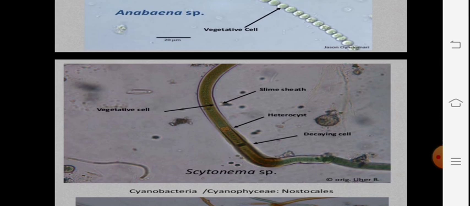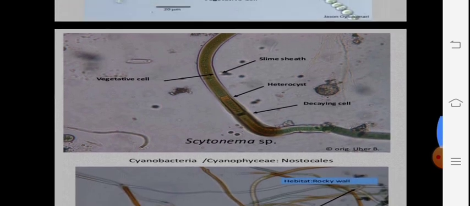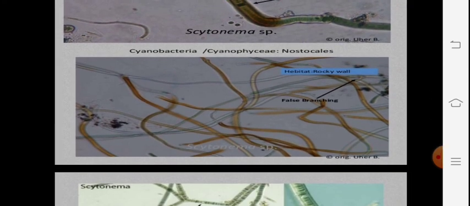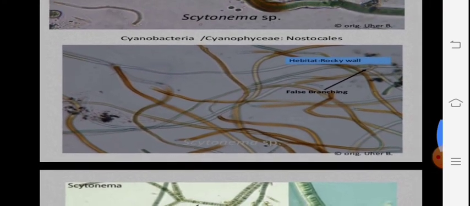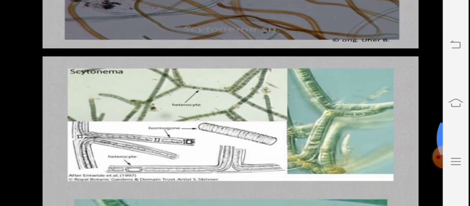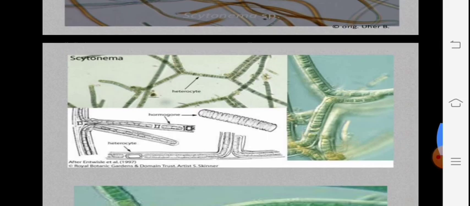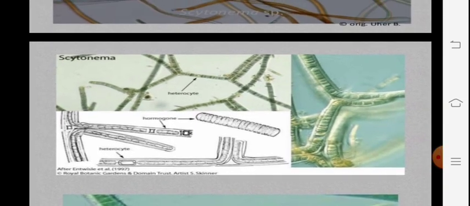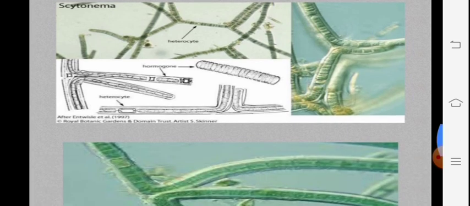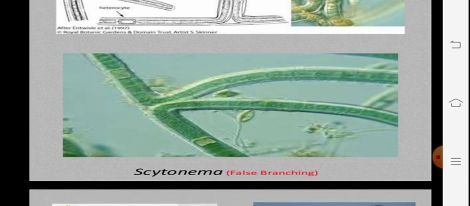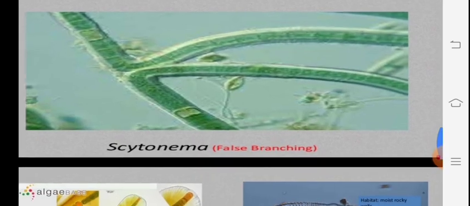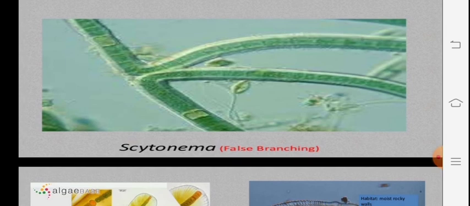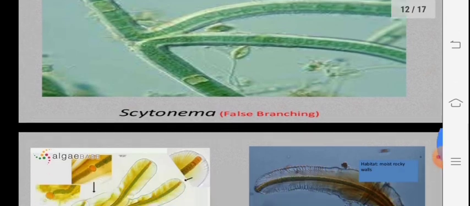Then Scytonema. Scytonema shows the specific entire mucilaginous sheath with vegetative cell and the heterocyst, then decaying cell. So it is a pseudo branching in Scytonema. You observe here, it shows the pseudo false branching due to this attachment. Here it is shown, pseudo branching. So both look like a branching, or you see the diagrammatic. So this study is generally related with the research of many scientists. So false branching. You see, this is a good photograph for the Scytonema, false branching or pseudo branching.